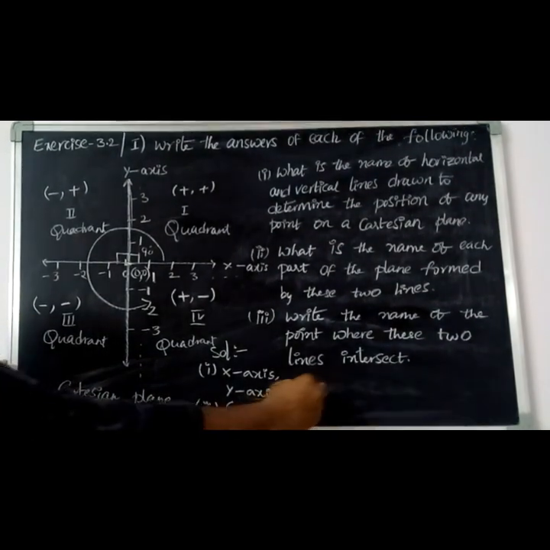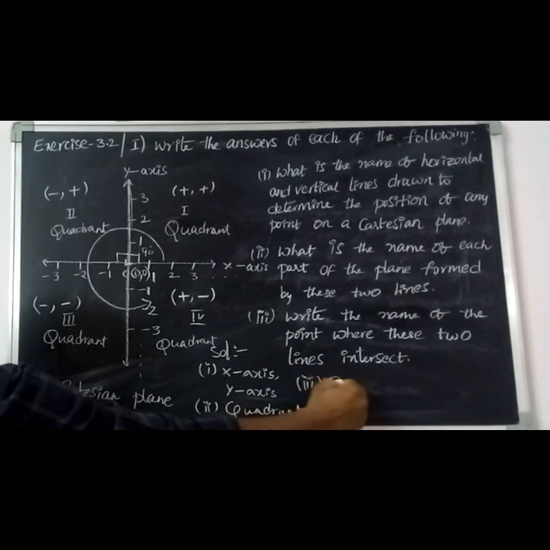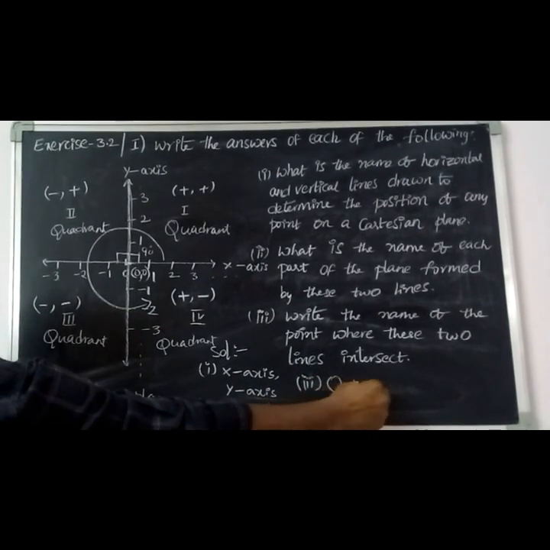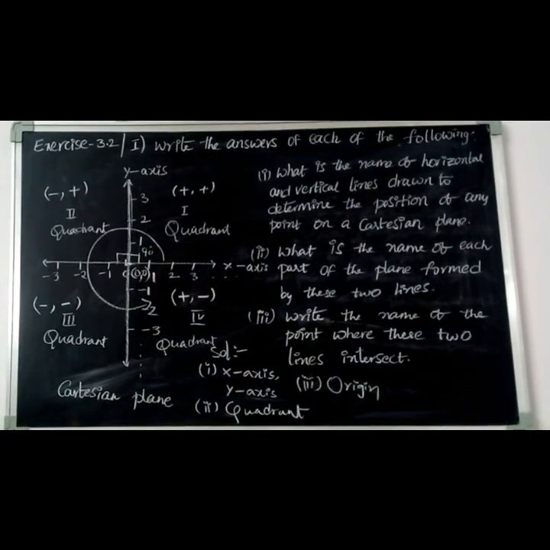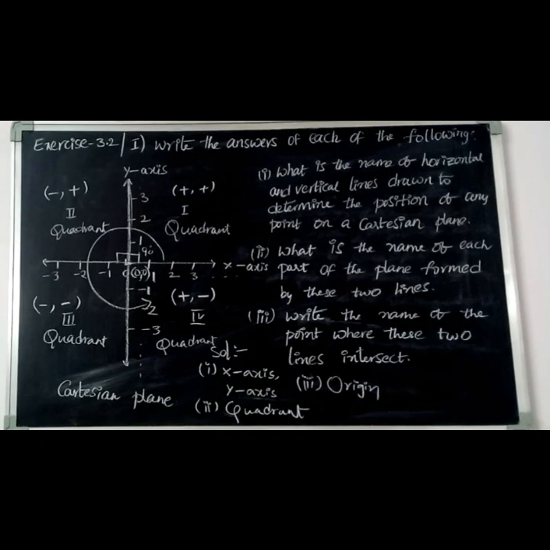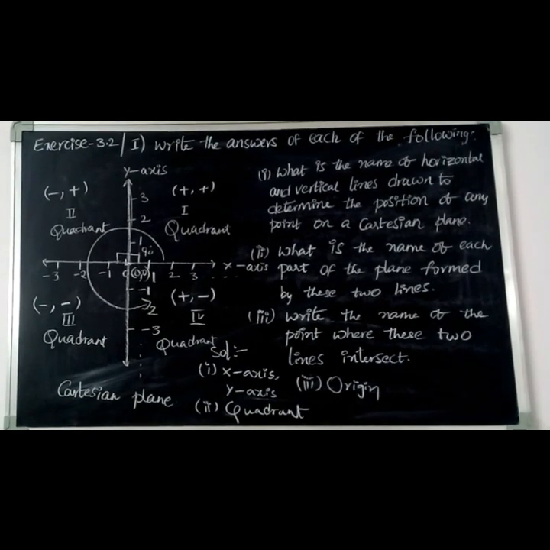So our third answer is origin. So this is the basic introduction to coordinate geometry. Once you understand each part of the Cartesian plane, you can easily solve the problems. And this is all about exercise 3.2, first Roman.